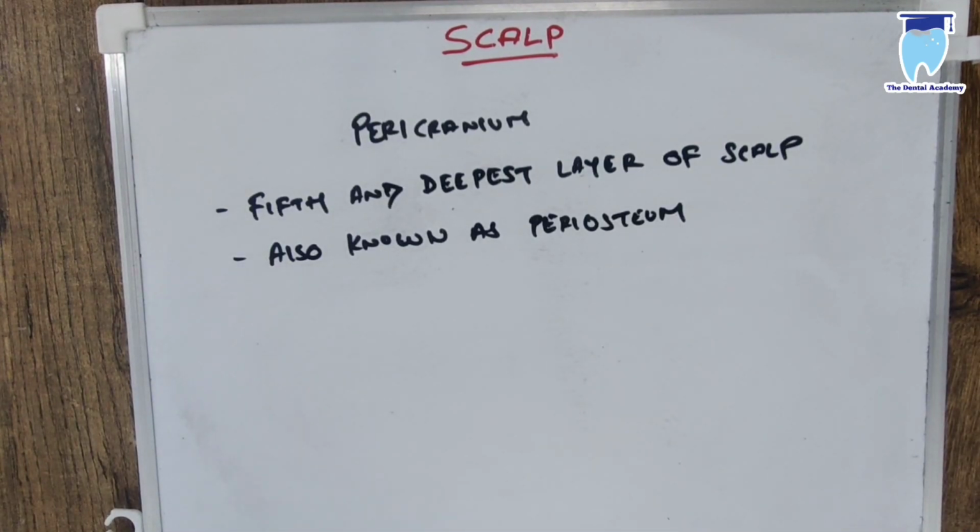The 5th layer of the scalp is known as the pericranium. It is the 5th and the deepest layer of the scalp and it is also known as the periosteum.